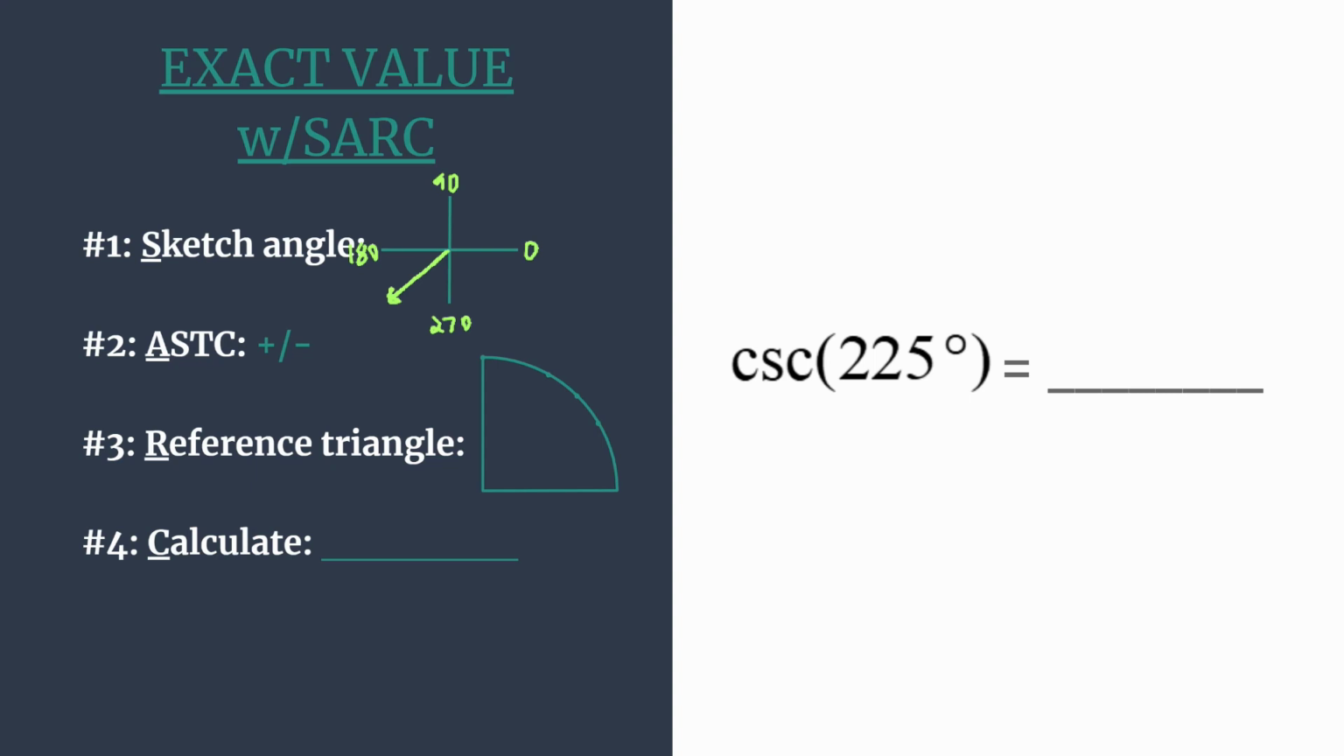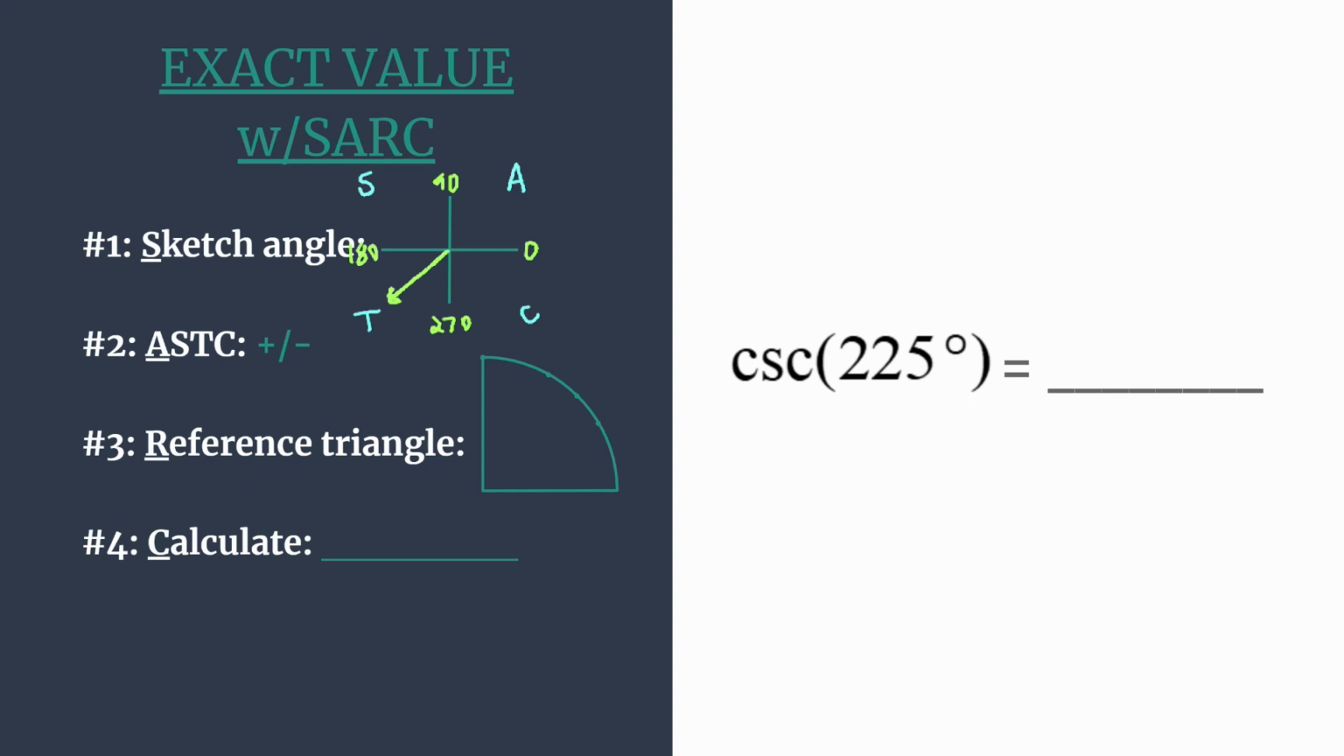So we are going to use A.S.T.C. Think all students take classes. And we're working our way around from the first quadrant. And these letters will tell us which trig functions are positive in each quadrant. So they're all positive in the first. Sine and its reciprocal cosecant are positive in the second. Tangent and its reciprocal cotangent are positive in the third. So that's what we care about. But for completeness, cosine and secant are positive in the fourth.